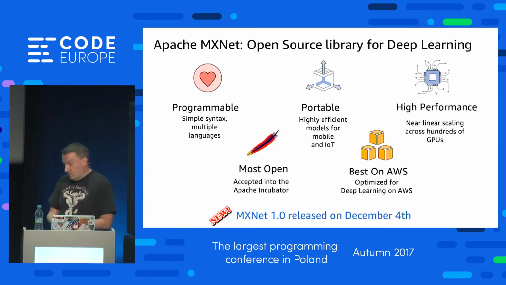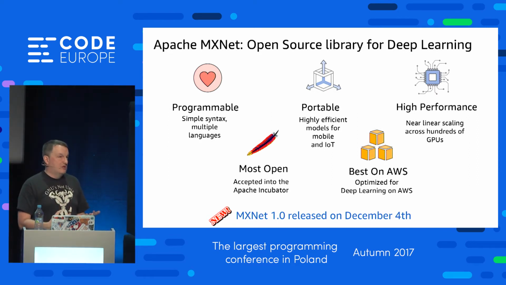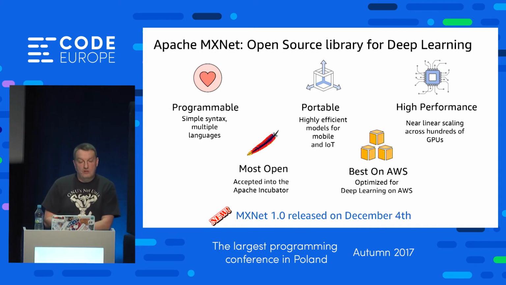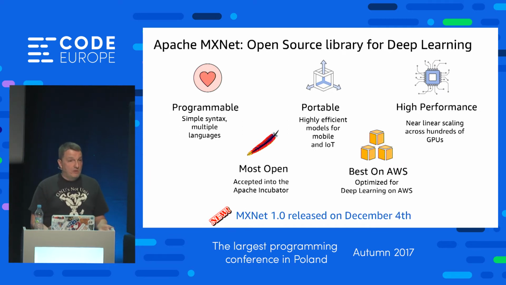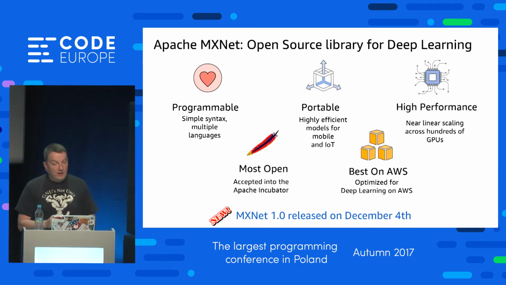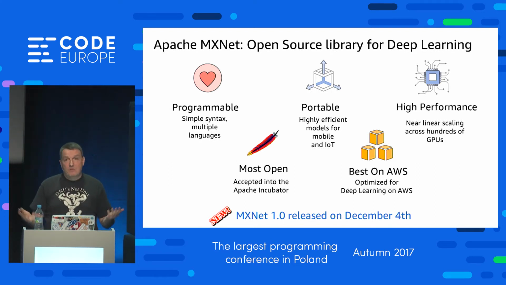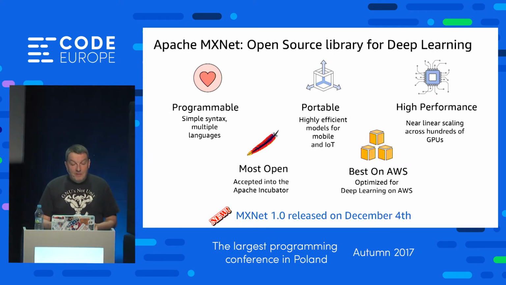So MXNet is an open source library. The project started in 2015. It's a collaboration between industry and universities. And it's the preferred framework at AWS because it does support more languages than most others. It works equally well in cloud environments and in IoT environments. I run some demos on Raspberry Pis, and it works pretty well. It's part of the Apache project now, so it doesn't belong to anybody. It's just driven by Apache, which I like personally.